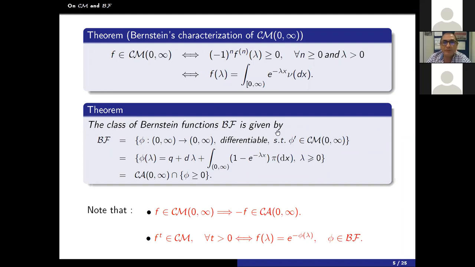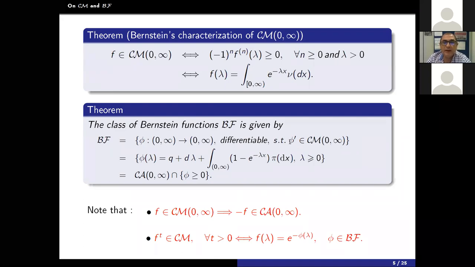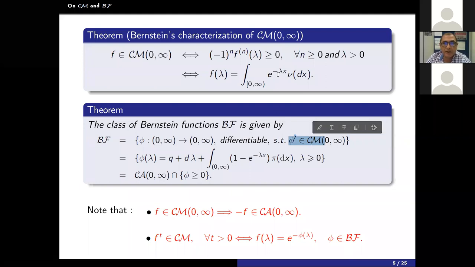I already introduced the class of Bernstein functions. What are Bernstein functions? They are simply positive antiderivatives of completely monotone functions. So you start from this, make an antiderivative, then they correspond to the positive completely alternating functions. Of course, if f is completely monotone, minus f would be completely alternating.